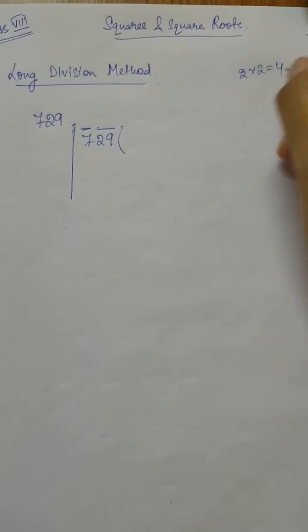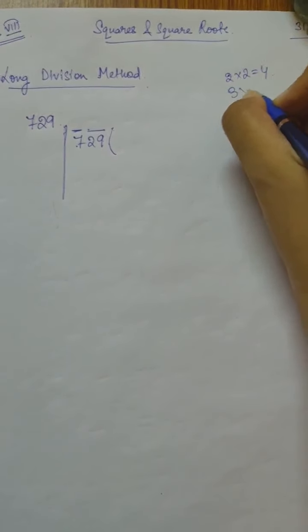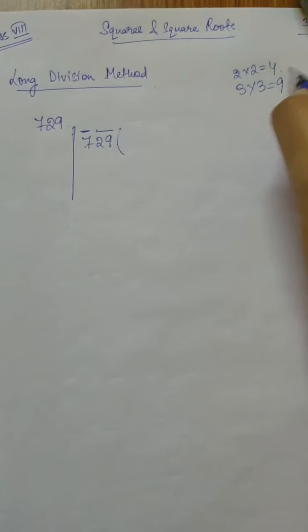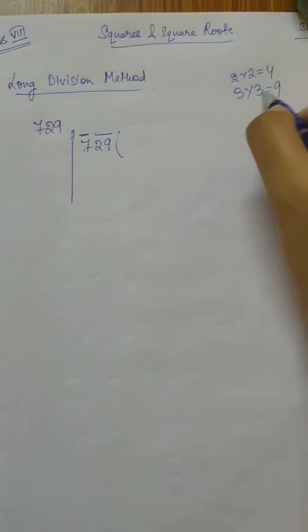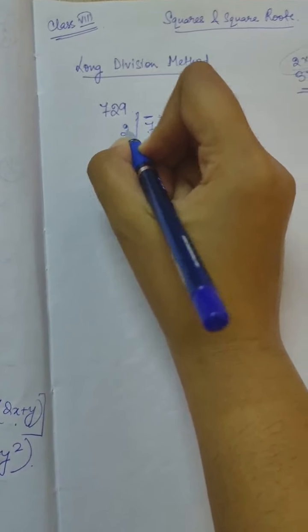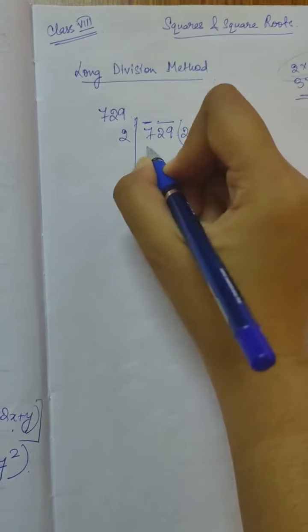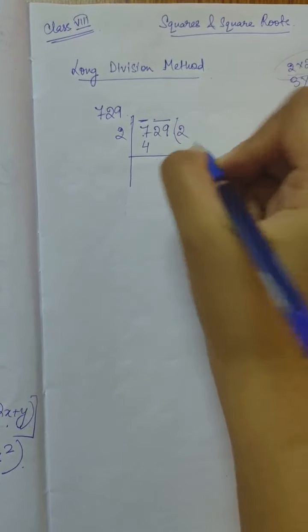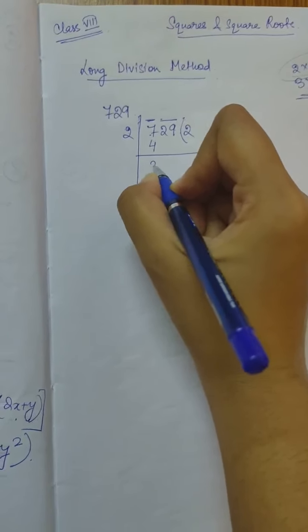Now the next number is 3. The square of 3 gives us 9. So 9 is becoming greater than 7, so we have to take this one, that is 2 into 2, 4. So I am starting with 2 here, and 2 into 2 gives us 4. The remainder here will be 3.